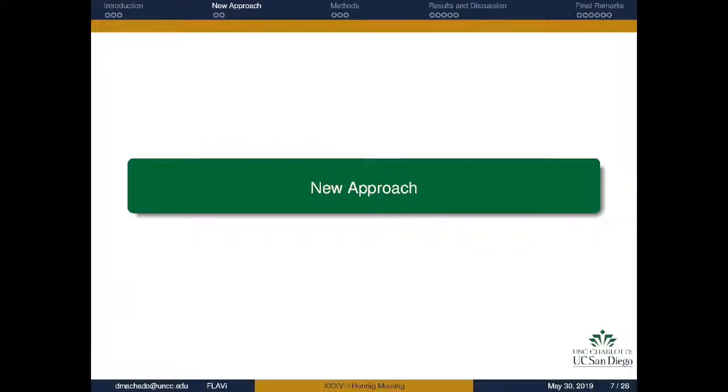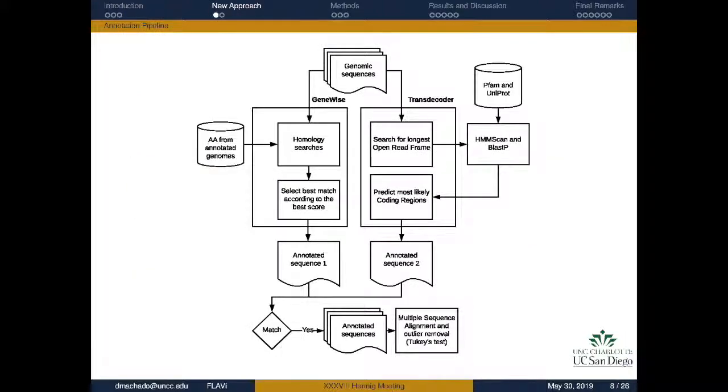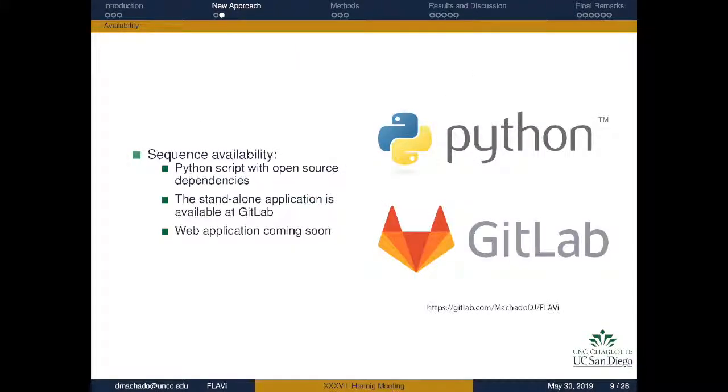A new approach for viral genome annotation. We analyze the genome through this pipeline, starting with gene predictions using GeneWise and TransDecoder. With the help of BLAST and HMMER, we combine homology-based and ab initio annotation strategies. We pooled the alignments and calculated distance matrices for outlier testing using the Tukey method. Finally, we removed all outliers. This pipeline is currently available in GitLab and relies on open-source software. However, our team is preparing a web application to facilitate usage.